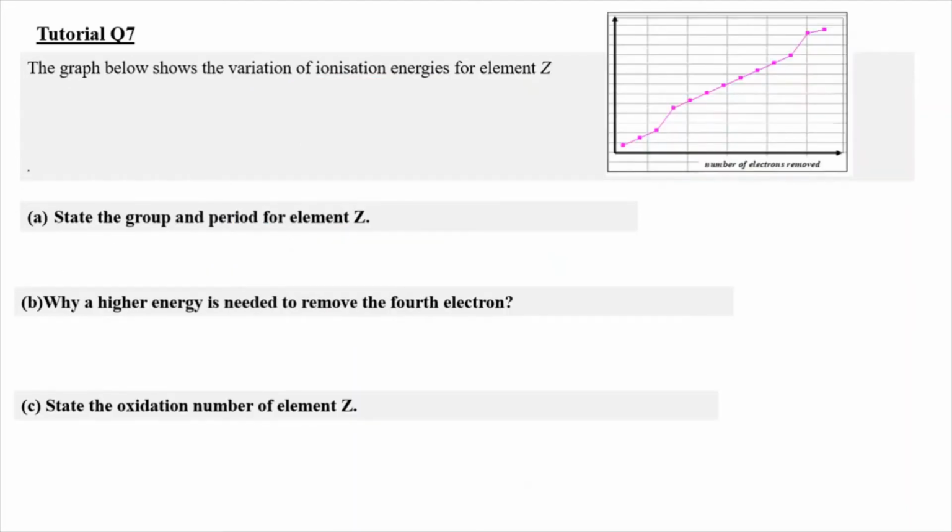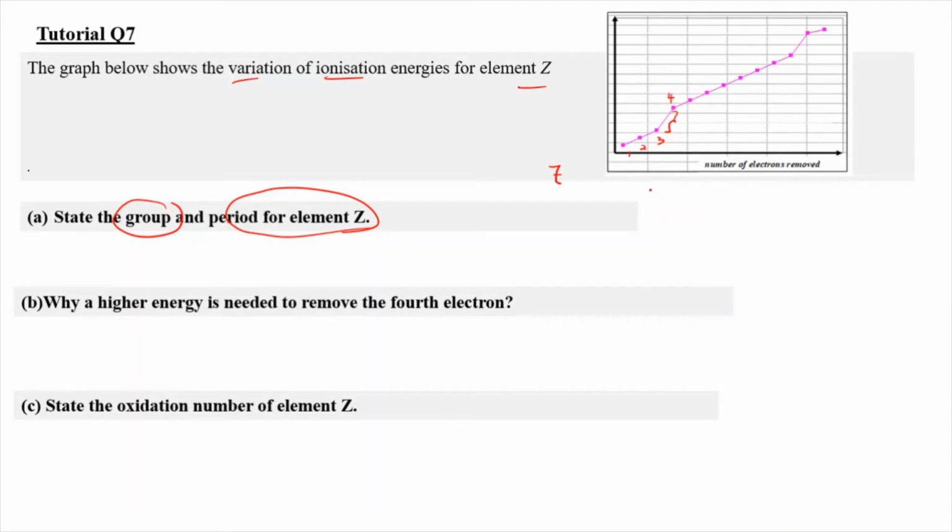Now for question 7, the graph below shows the variation of ionization energy for element Z. We need to state the group and the period of element Z. As you can see here, these are all the electrons for element Z. The first 3 electrons, as you can see, 1, 2, and 3 here, can be removed quite steadily. However, when we want to remove the 4th electron, the energy gap here is quite high. So there's going to be a sudden increase in the ionization energy.